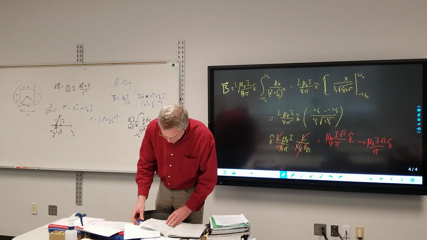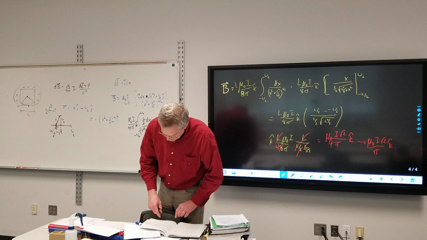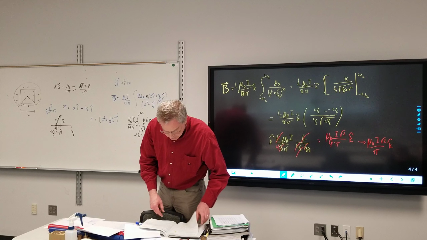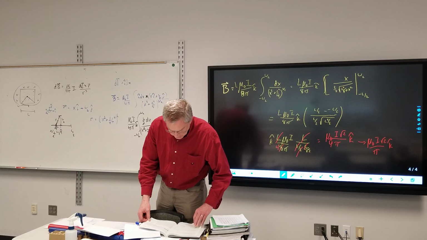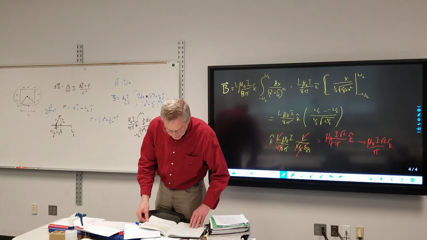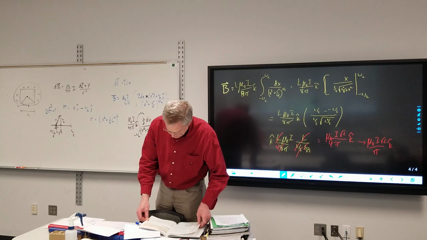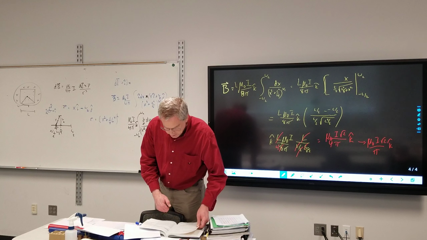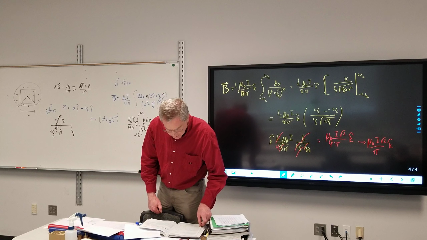The bent wire. Nope. There's 30.10, 30.9, 30.7. Slowly narrowing this down. There we go. 30.8.